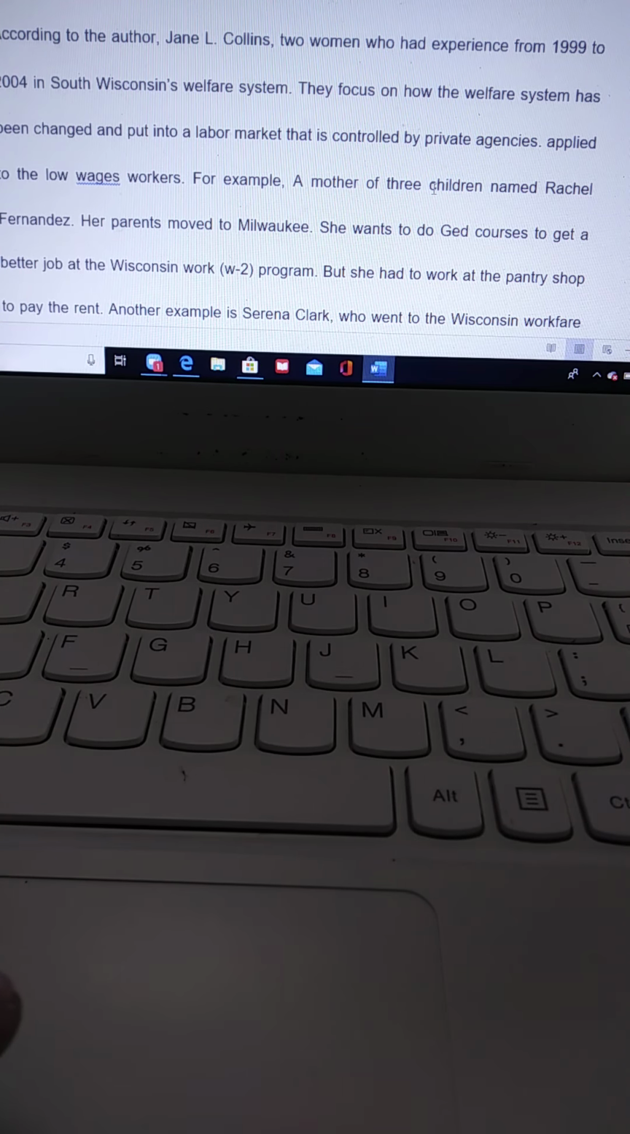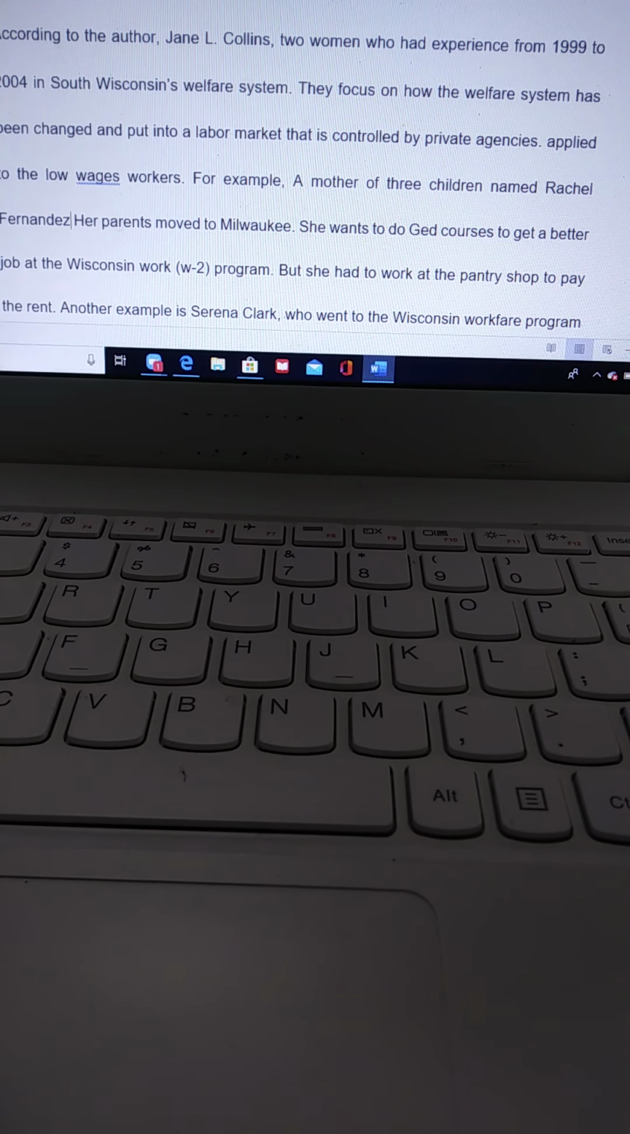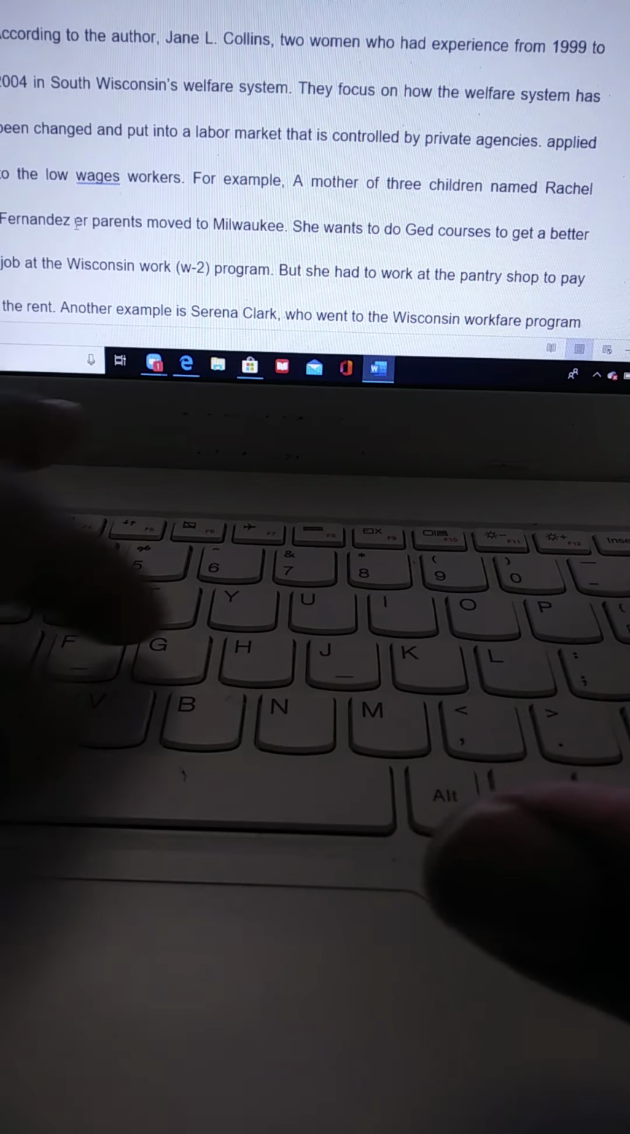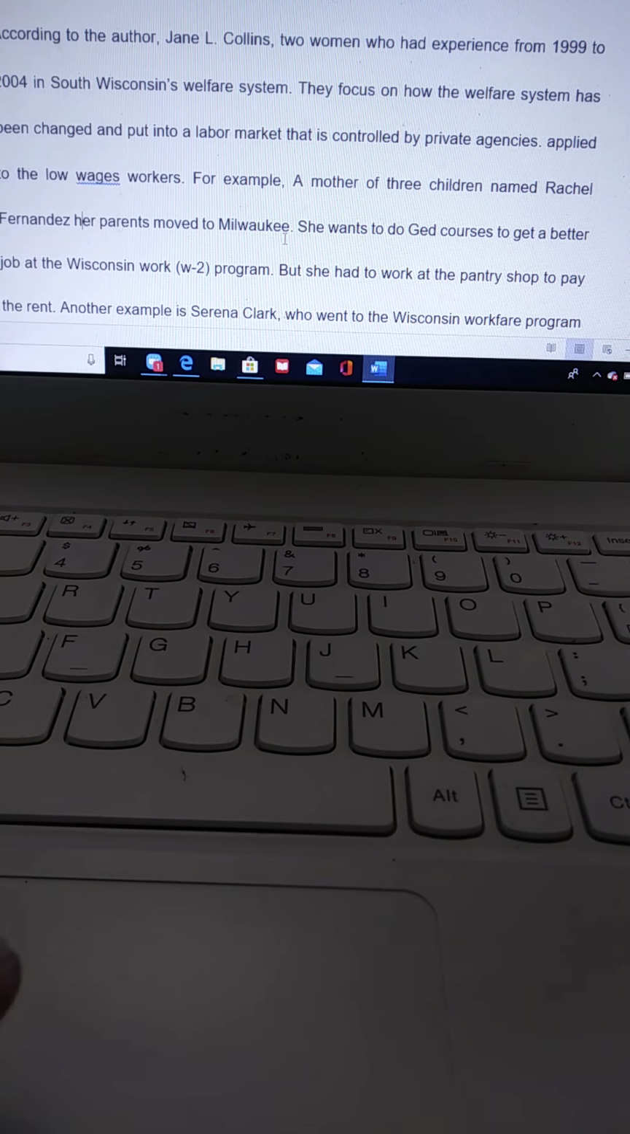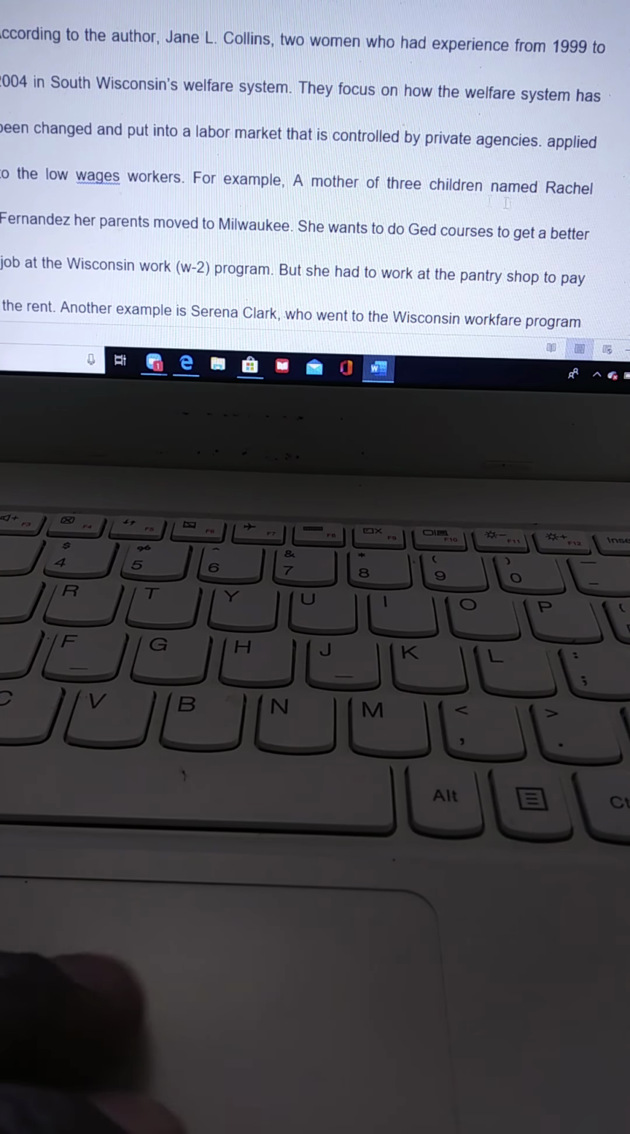Example, a mother of 3 children named Rachel Fernandez. Parents moved to Milwaukee. She wants to. Let's see. So let's get rid of that. I think this is what should be done. So, what is the author's name? Jane Collins. Jane L. Collins. So a mother of 3 children named Rachel Fernandez.